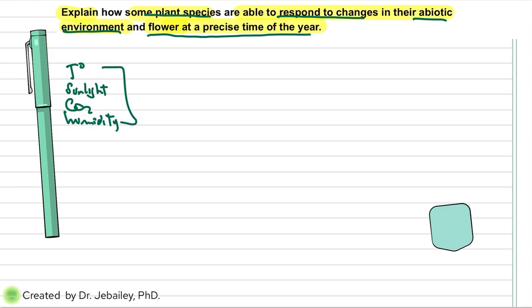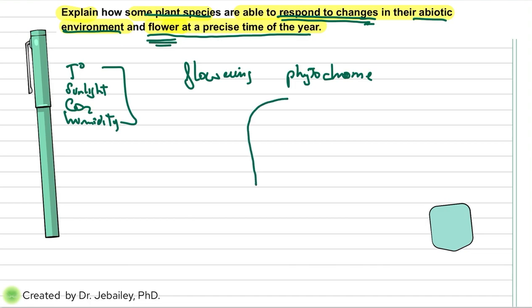Now, when we say able to respond to changes, basically we're talking about the stimuli here changing the shape of the plant. And explain here the flower at the precise time of the year. So that means we're talking about flowering. Now, when we talk about flowering, we definitely are talking about the phytochromes, right? That's one of them. And when you talk about responding to changes, we also are talking about changing the shape of the plant, which is going in a certain direction, it's increasing, like for the sun.